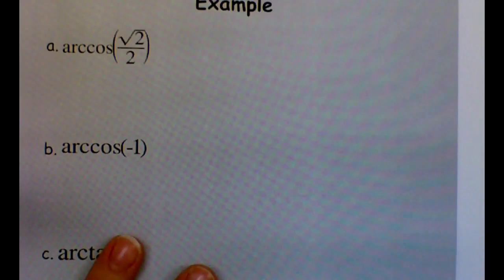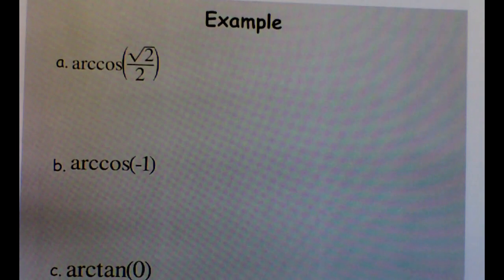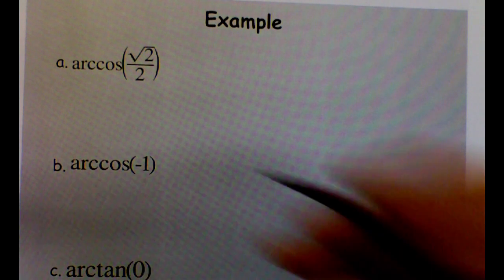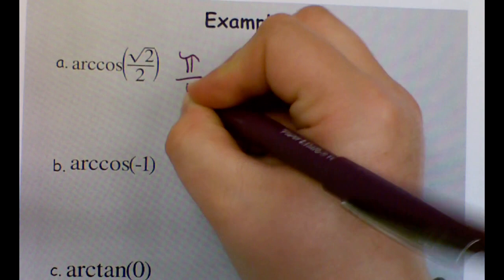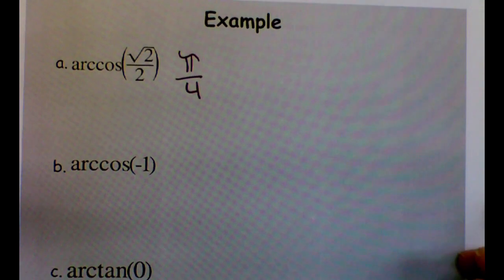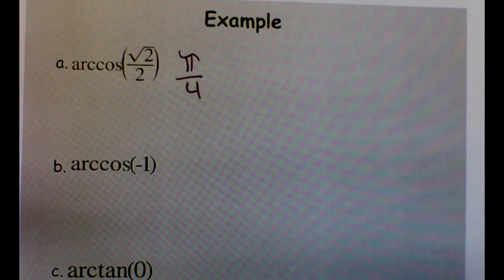All right, let's try some arccosine. Arccosine of √2/2. Think about where cosine is √2/2 between 0 and π. Well, that's at π/4. Arccosine of -1. Well, cosine is -1 at π, so there we go.